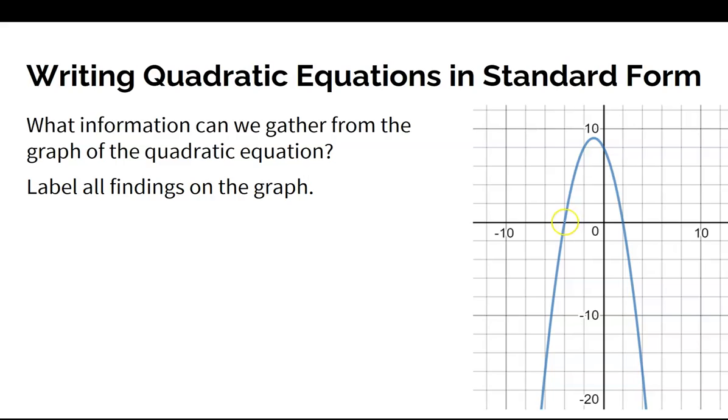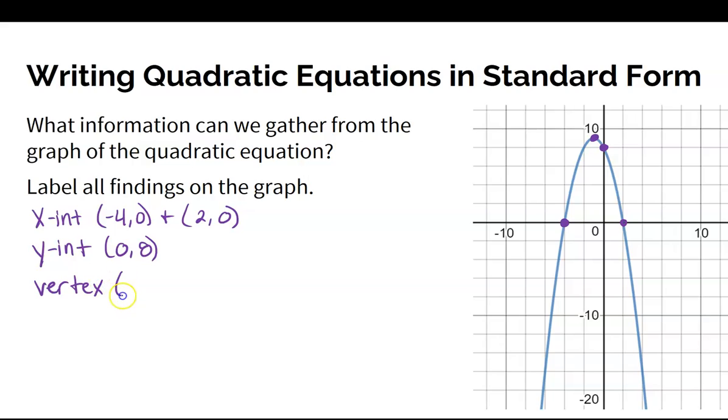Looking at this graph, I see that we got 2 x-intercepts. And we have those at, let's see, this graph's counting by 2, so negative 4, 0, and at 2, 0. So make sure you know what your graph is counting by. Then we have a y-intercept up here at 8. I can see the vertex, sorry. The vertex is halfway between 0 and 2, so we'll say negative 1. And it's halfway between 8 and 10, so we'll say 9.